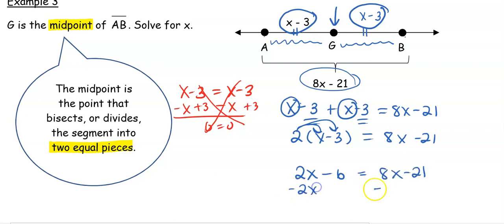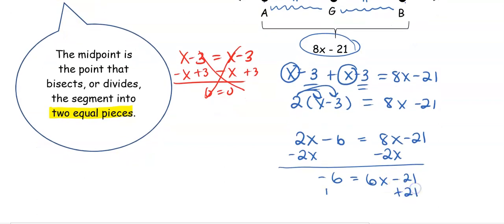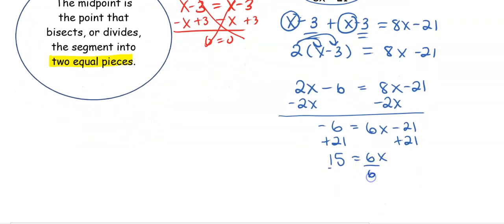We move the 2x over, because I like to move the smaller x first. 8 minus 2 is 6x. And then we move that 21 over. Be careful, this is a negative 6 and a positive 21, giving you a positive 15. Then it's 6 times x, so we divide 15 divided by 6. We have options here. When we reduce 15 over 6, it's going to reduce down to 5 halves. So we can say that x equals 5 halves, or we can say that x equals 2.5.